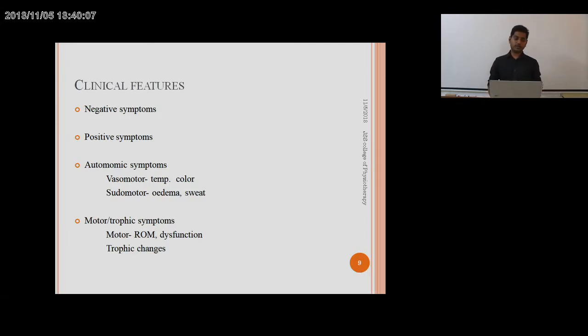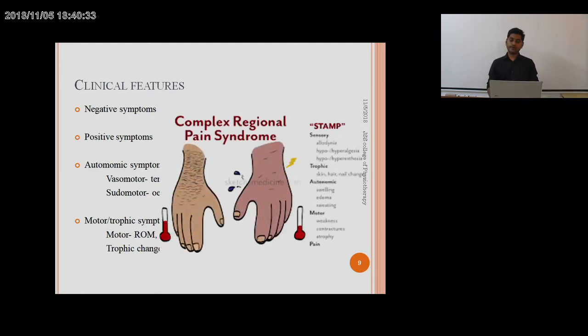Autonomic symptoms are vasomotor, where the person is going to have temperature changes and color changes, and pseudomotor, which is edema and sweat changes. When it comes to motor or trophic changes, motor is range of motion restriction and dysfunction in the upper limb as well as the lower limb, and they will have dystonia and other problems. And when it comes to trophic changes, they will have nail changes, hair growth changes, and temperature and other changes.